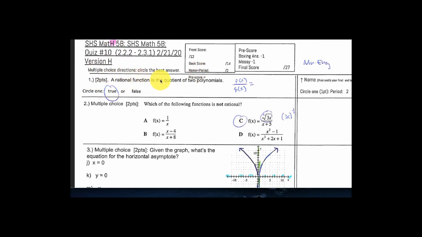A rational function is a quotient of two polynomials. That is true. It is the division of two polynomials. Number 2.